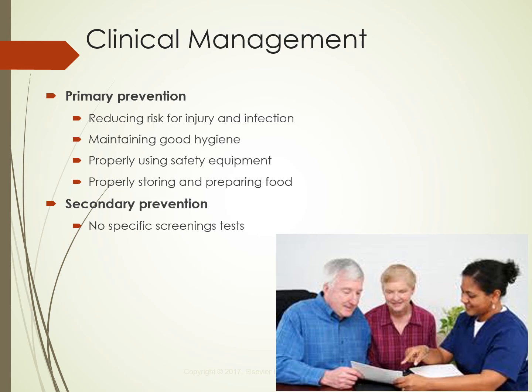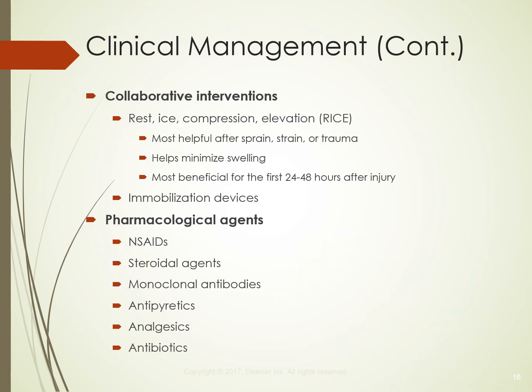Clinical management. Primary prevention is reducing risk for injury and infection, maintaining good hygiene, properly using safety equipment, properly storing and preparing food. Secondary prevention: there are no specific screening tests for this. Collaborative interventions include rest, ice, compression, elevation, which is known as RICE. This is the most helpful after sprains, strains, or trauma. It helps minimize swelling. It's the most beneficial for the first 24 to 48 hours after injury. Also, immobilization devices. Pharmacological agents include NSAIDs, steroidal agents, monoclonal antibodies, antipyretics, analgesics, and antibiotics.